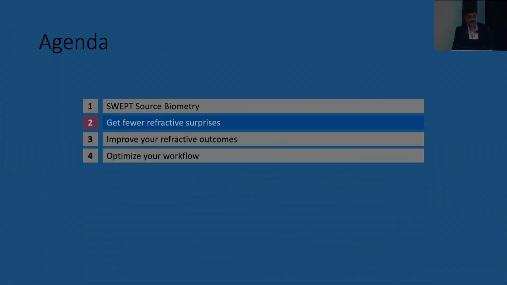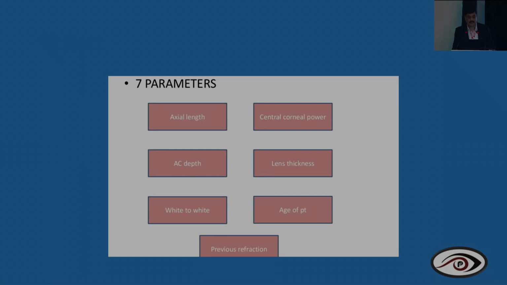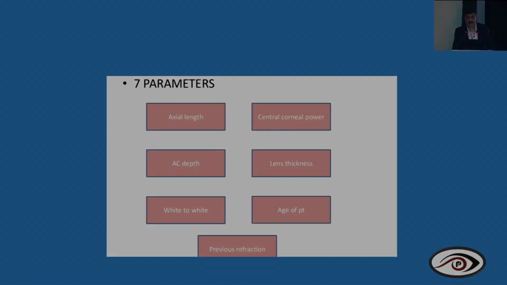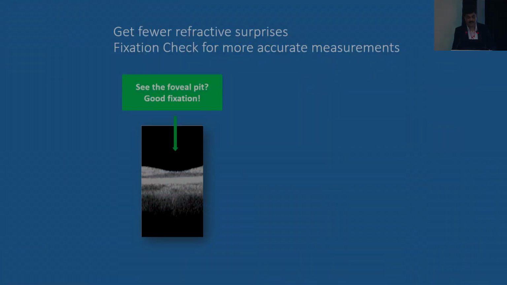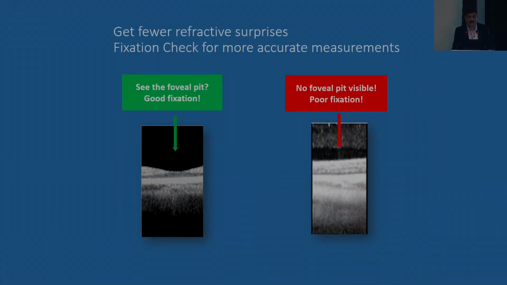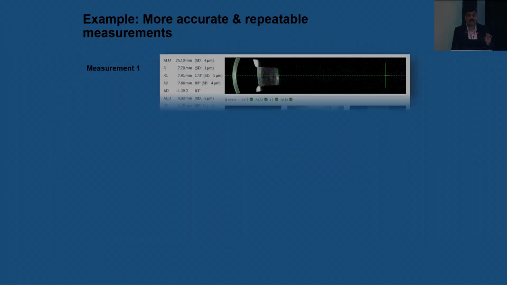I am again insisting that you should remember it takes care of the axial length, AC depth, white to white, age of the patient, lens thickness, central corneal power and the previous refraction. When you do the scan, always look for the proper foveal pit, which means the patient has good fixation. If it comes up in red, that means there is no foveal pit, which means poor fixation, so whatever reading you get is going to be wrong.